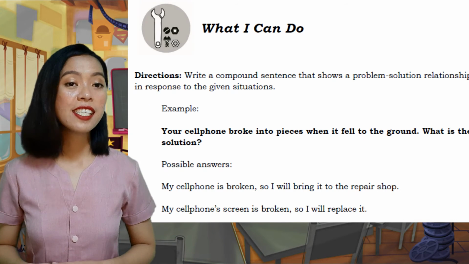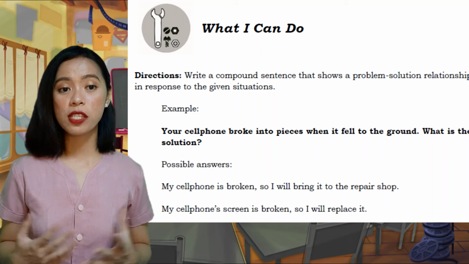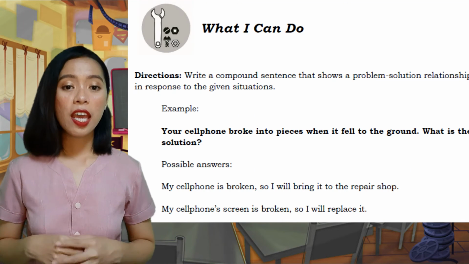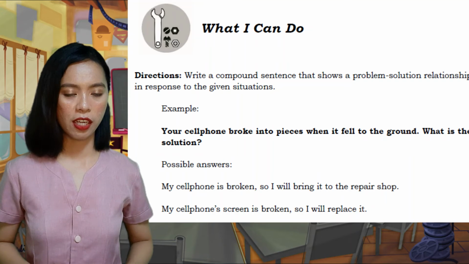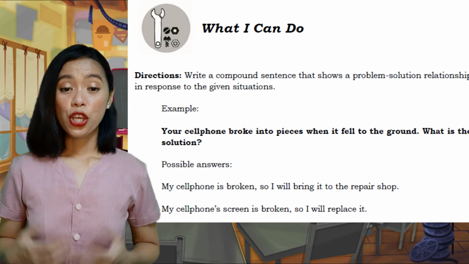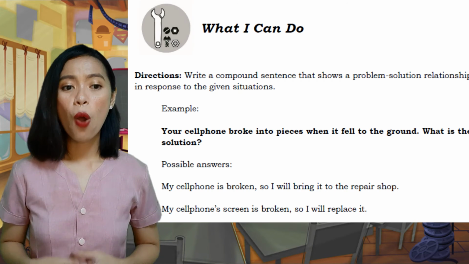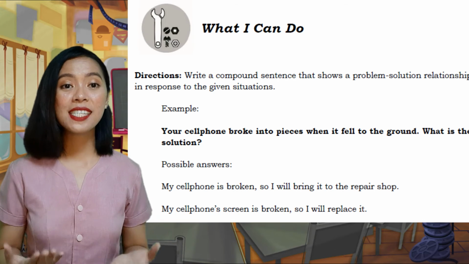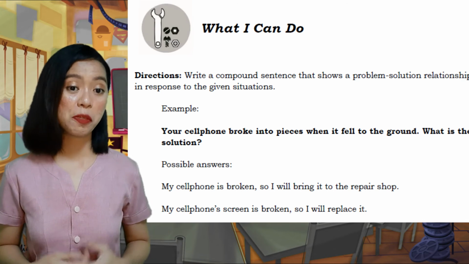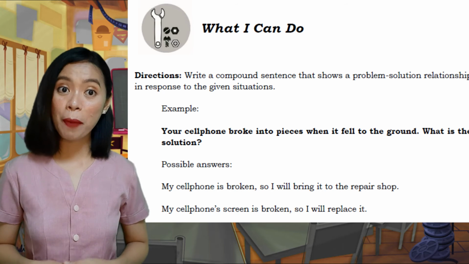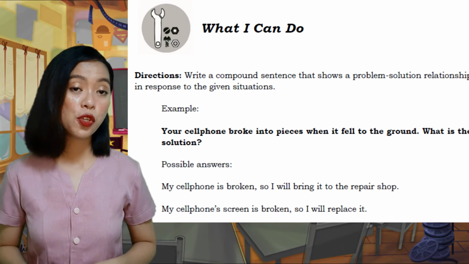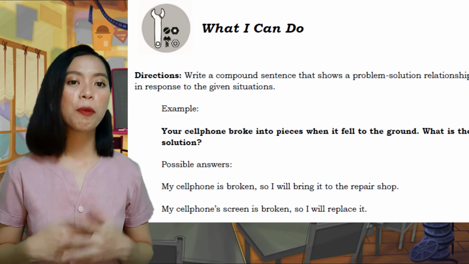In this activity, you will have to apply the things that you have learned in the discussion. Direction. Write a compound sentence that shows a problem-solution relationship in response to the given situation. Example. Your cell phone broke into pieces when it fell to the ground. What is the solution? Possible answers. My cell phone is broken, so I will bring it to the repair shop. My cell phone screen is broken, so I will replace it.